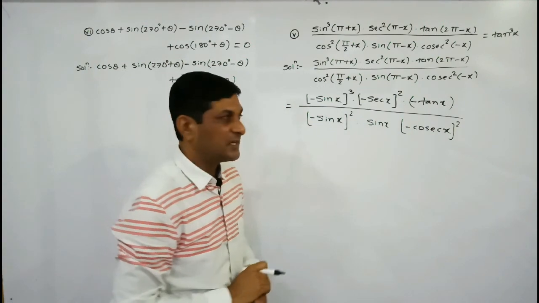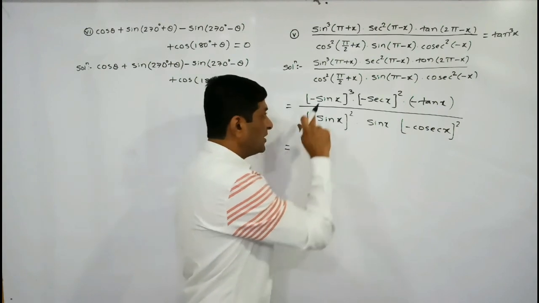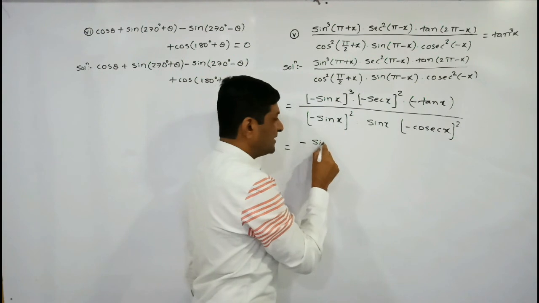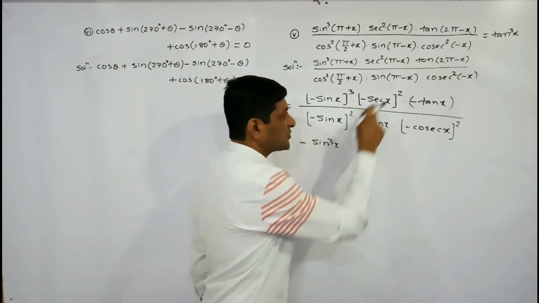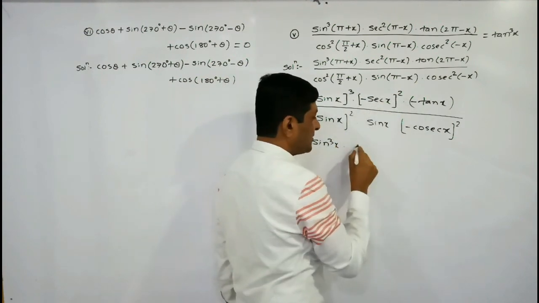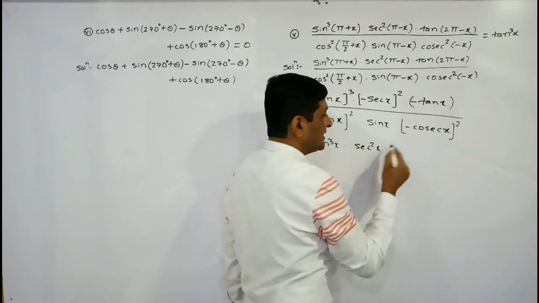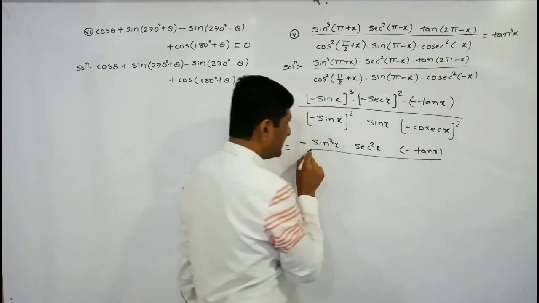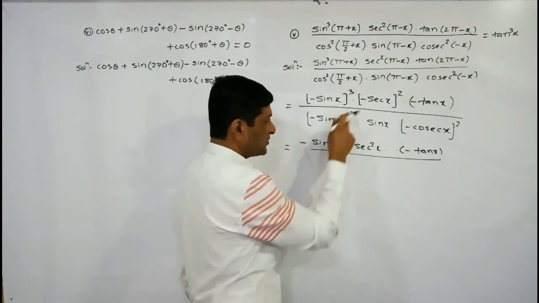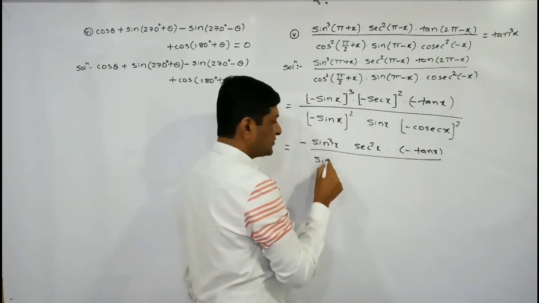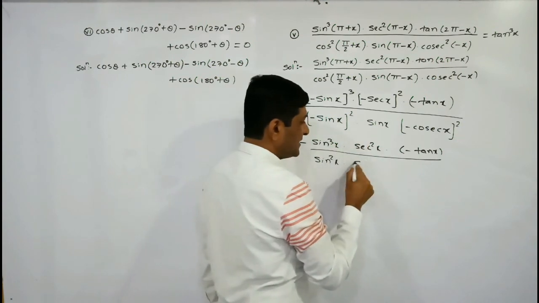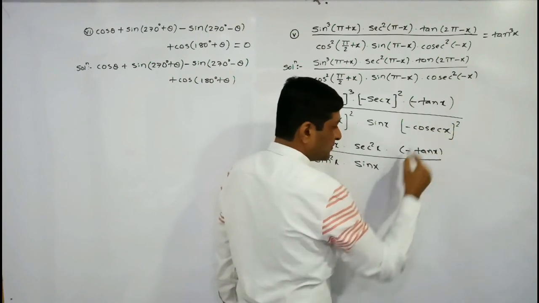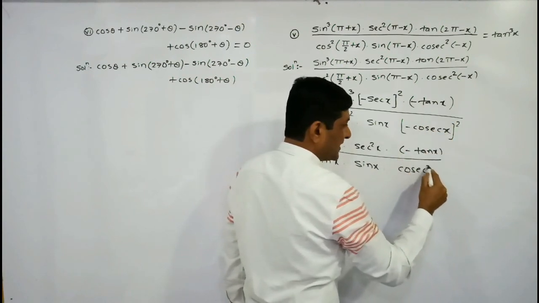The remaining part is simplification. So this is equal to, the cube of minus will be minus, the cube of sin x will be sin cube x, the square of minus is plus, and the square of sec x is sec square x, into minus tan x, keep it as it is, minus tan x. In the denominator, the square of a negative term is positive, and the square of sin is what? Sin square x. Here sin x, keep it as it is, into the square of minus, which is plus, and the square of cosec is cosec square x.